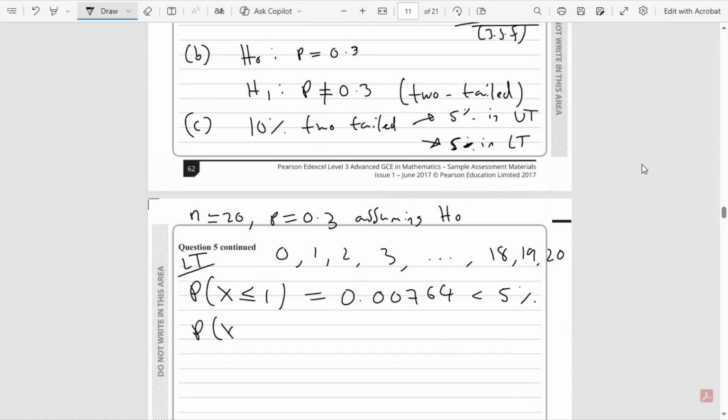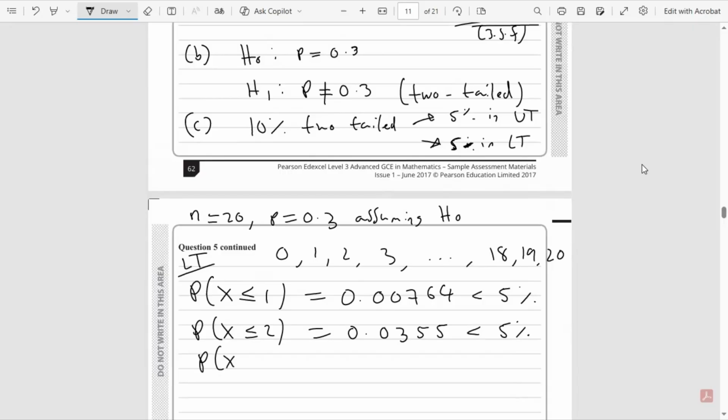So now the probability that X is less than or equal to 2. Let's go up to 2. So this time if X was 2 instead, the biggest value was 2. This gives us 0.035, and then that would round to 5 to 3 sig figs. So that's still less than 5%.